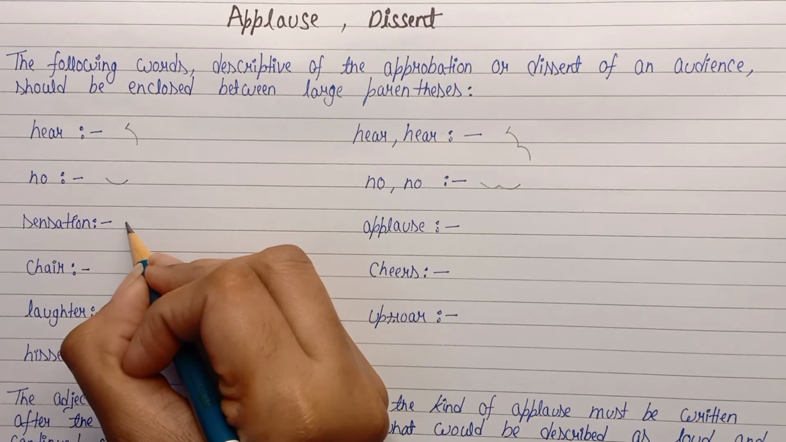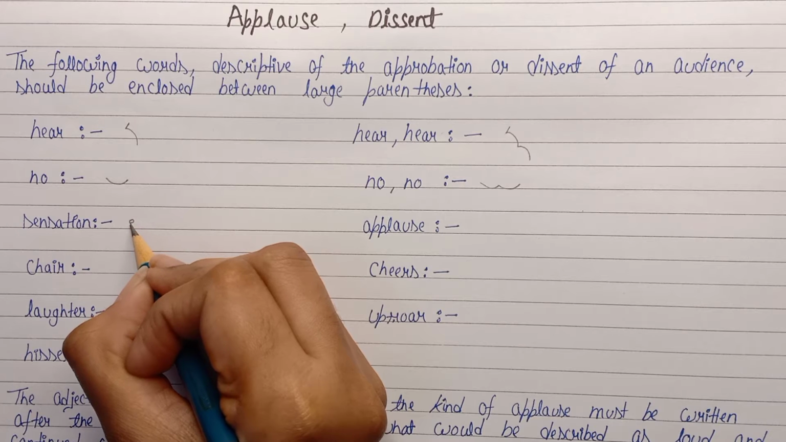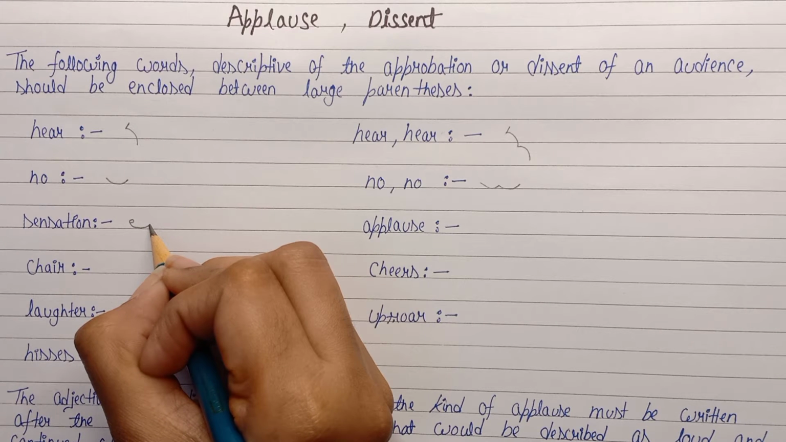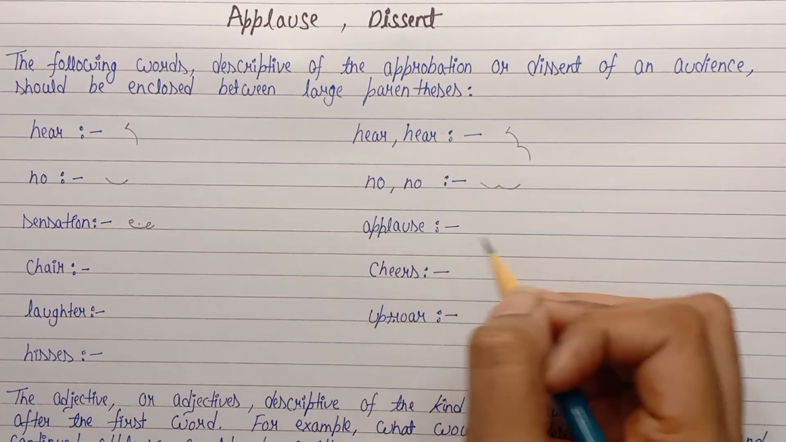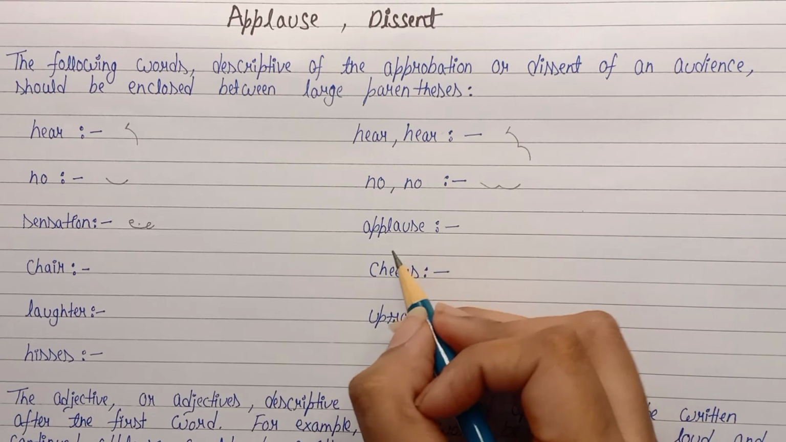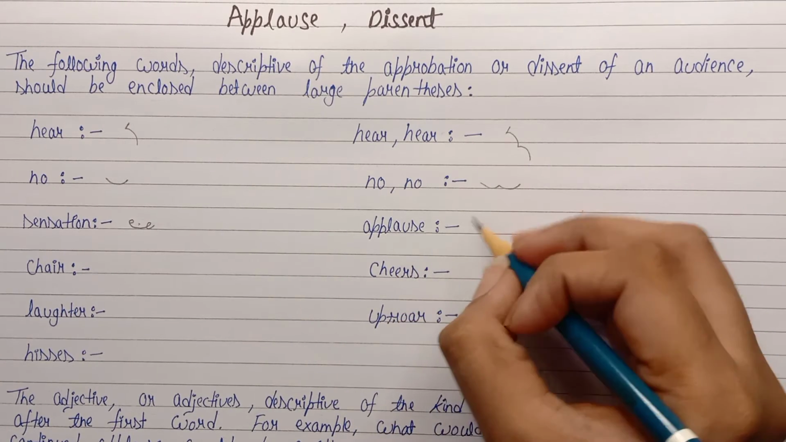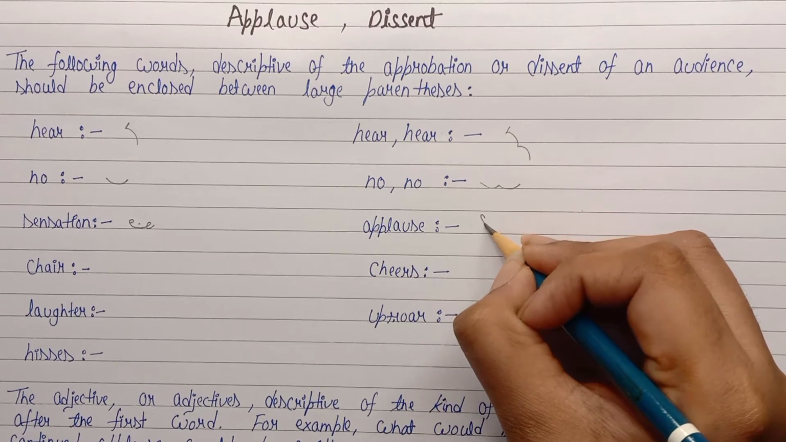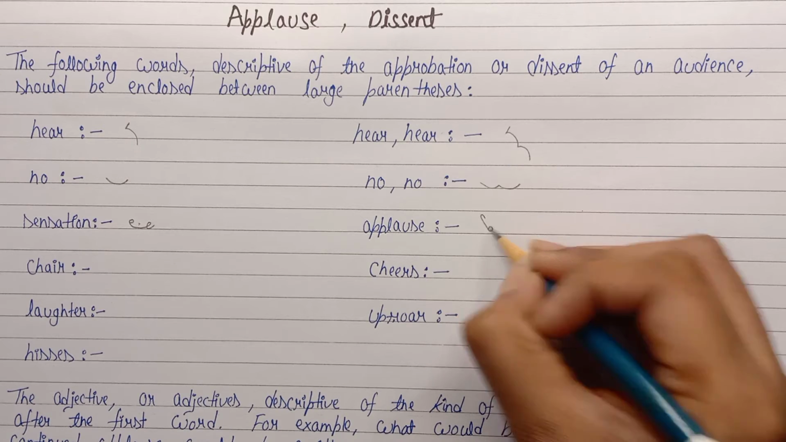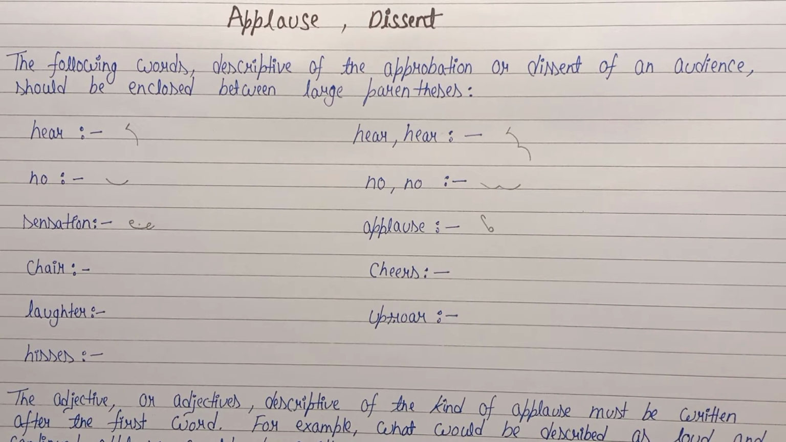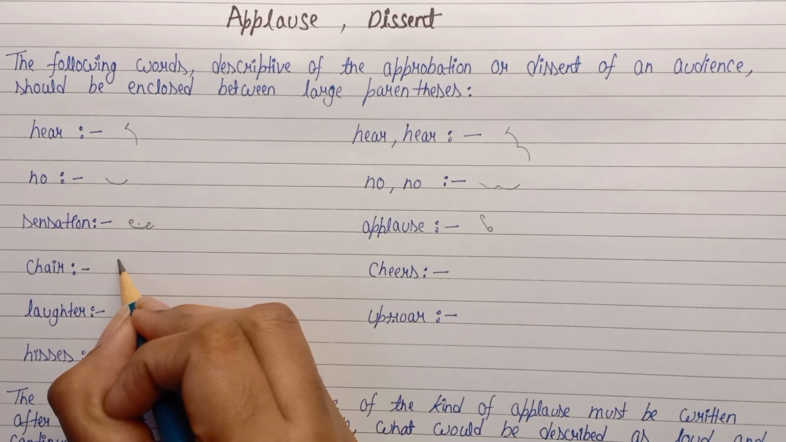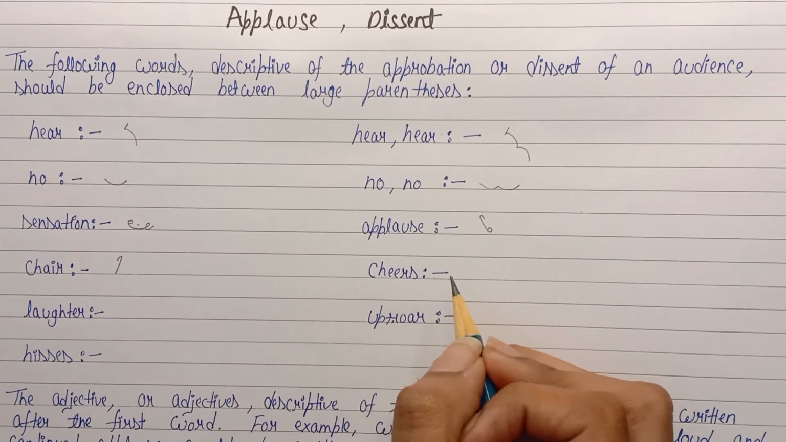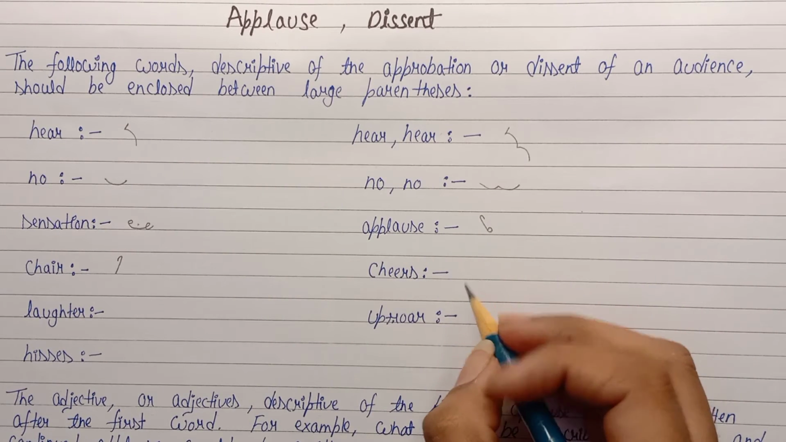Sensation: S and shun hook, so sensation. Applause. Chair. Next, cheers.